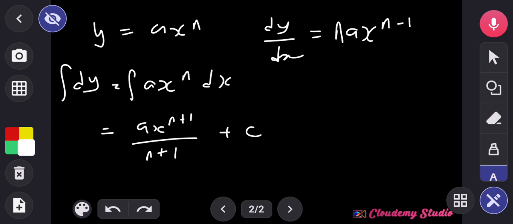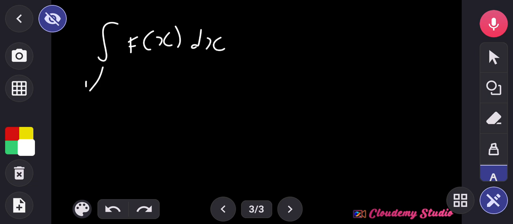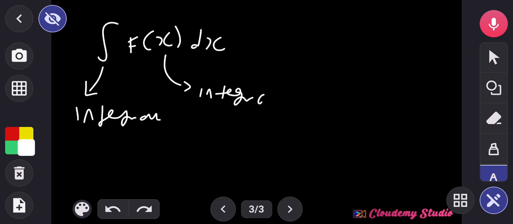So you see, if you have something like the integral of ax raised to power n, or let me say the integral of f of x dx, this particular sign is the integral sign. This one is the integrand. You understand? So this is the integral sign, and this that you're seeing here is the integrand.